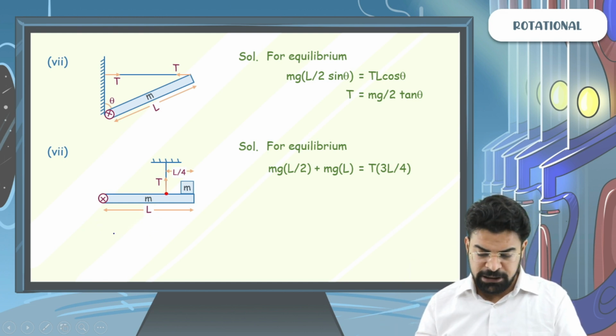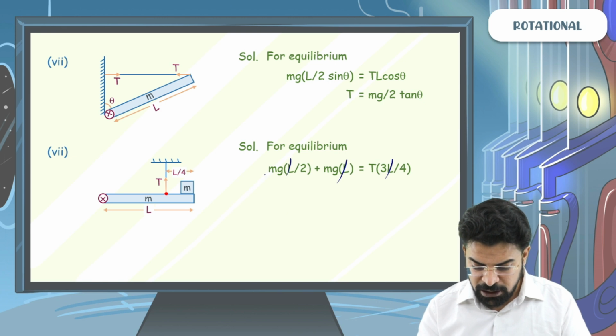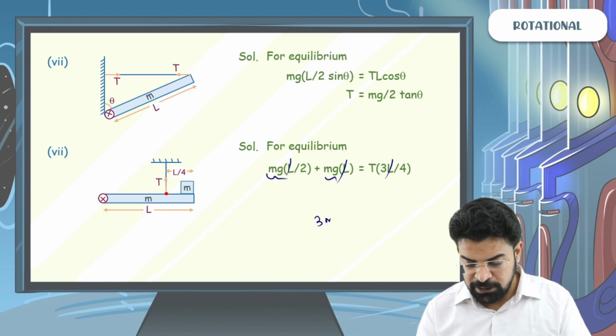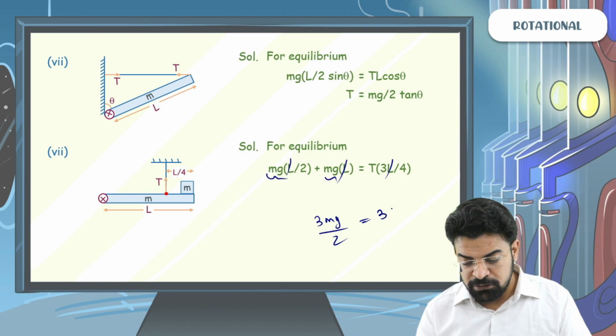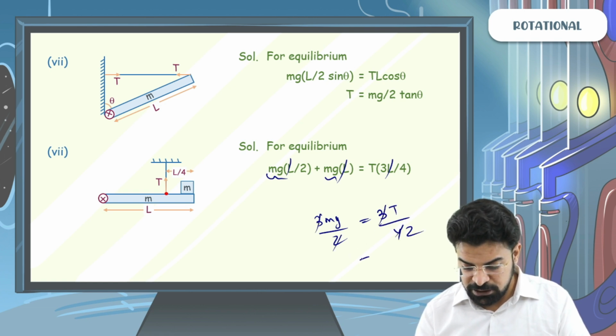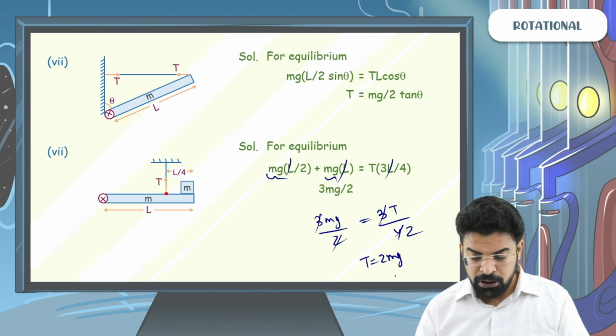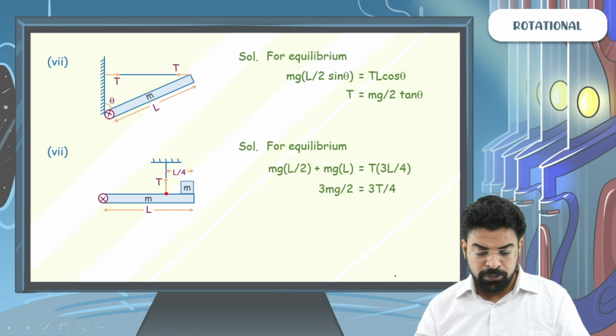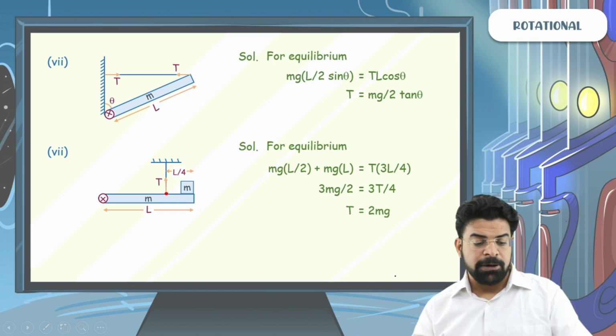Once you have written this, game over. Beta, you can cancel out L, L and L. mg by 2 plus mg gives you 3mg by 2, and 3mg by 2 equals 3T by 4. So cancelling out, you get T equals 2mg. So the force of tension comes out to be 2mg. Let's practice more.